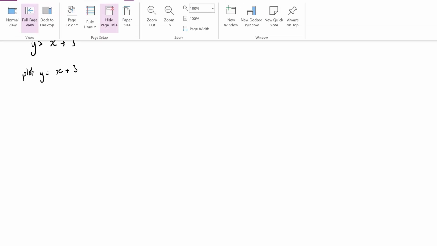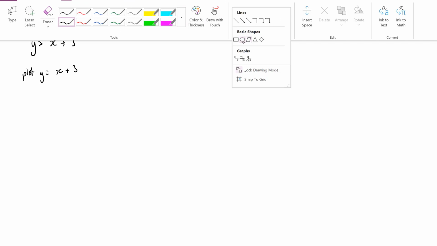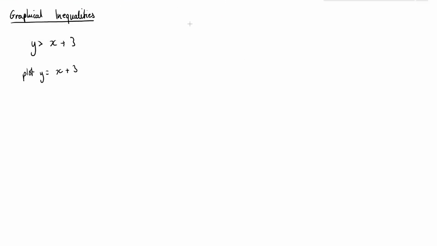So if we had a linear inequality, let's say y is greater than x plus 3, this is in the form y equals mx plus c, but we've just changed it to y is greater than mx plus c, where m is 1. The thing you would plot is y is equal to x plus 3, and to do that, we're going to need some axes. So let's bring some axes down. There we go. So we have some axes for us to plot on.